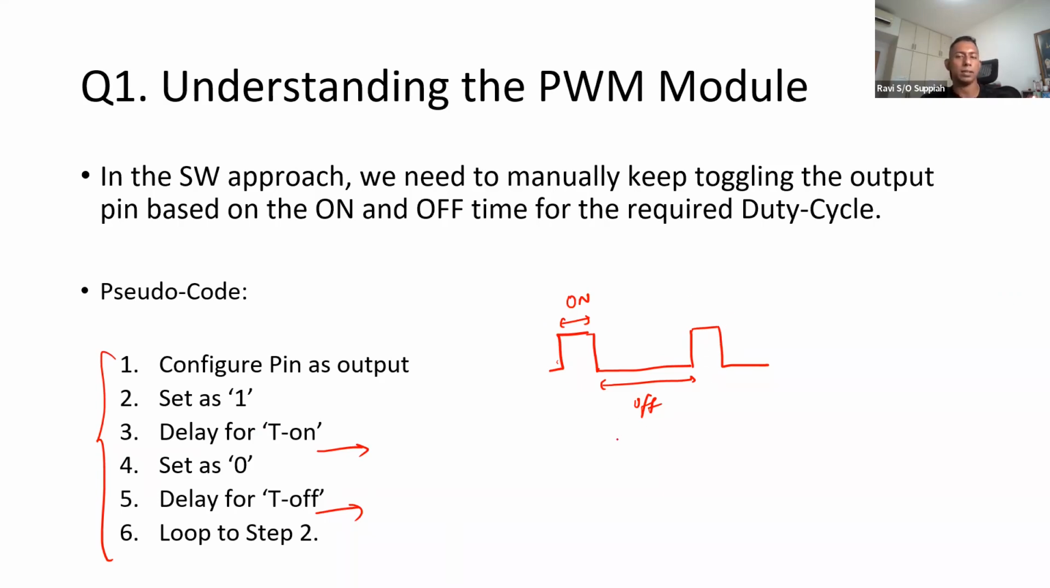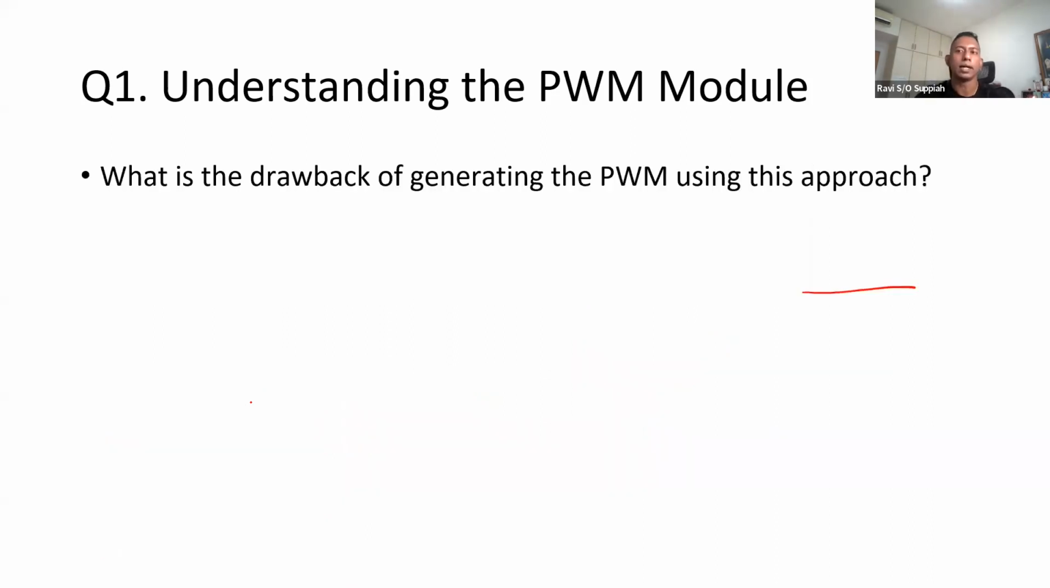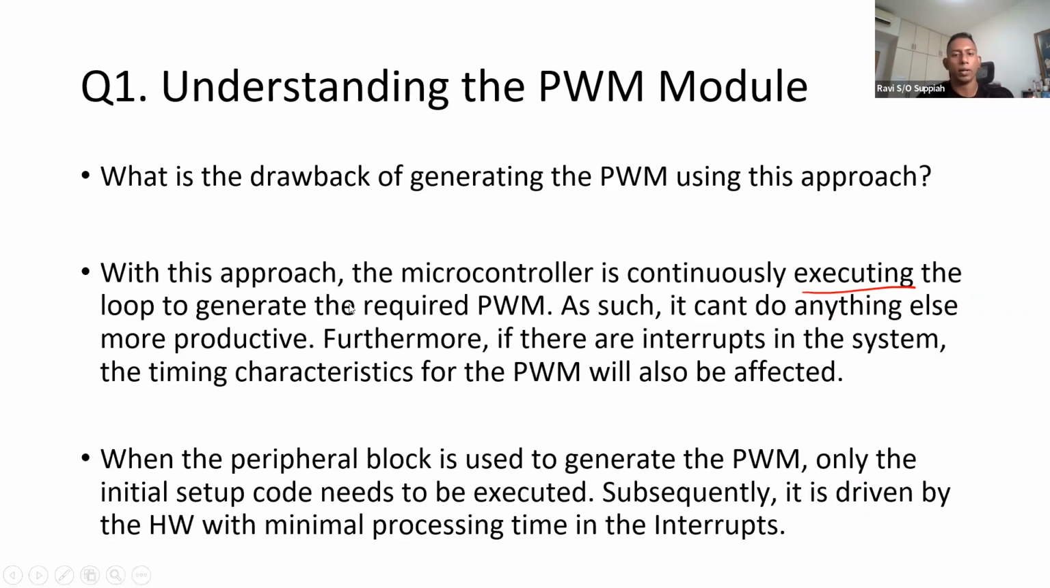The other thing is, we also have the concept of interrupts. In between, something happens and I suddenly jump to an interrupt. Then some time will go there, so by the time I come back here, again the timing sequence goes off. This is a very inefficient way of doing things, because basically you are stuck there and can't do anything useful. So this is not at all a desired way of generating PWM. When you use the peripheral block, what happens? As we have seen in the studio, you only need to do the initial setup code.